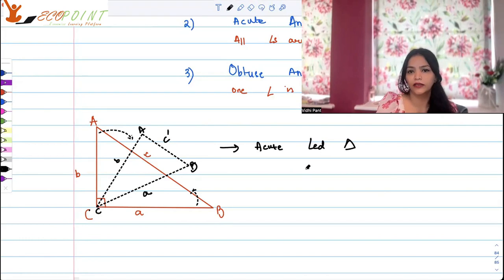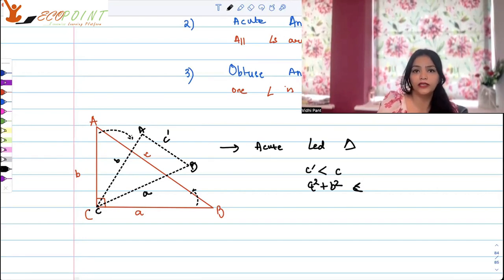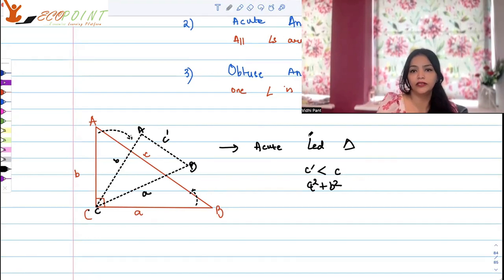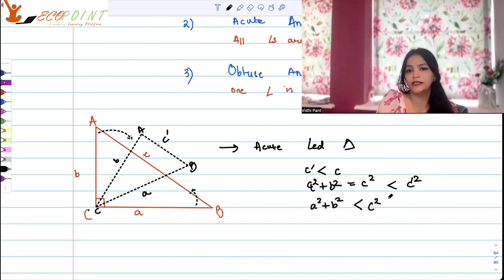अब इसमें क्या हो रहा है guys, इसमें क्या हो रहा है कि C dash जो है, of course that length is lesser than C. The length C dash is lesser than C. तो क्या हम कह सकते हैं clearly? So we know that a square plus b square is equal to c square, and c square will be greater than c dash square. So you understand what is happening here. If you observe, your a square plus b square will be greater than c dash square.